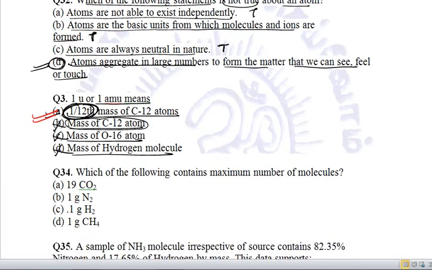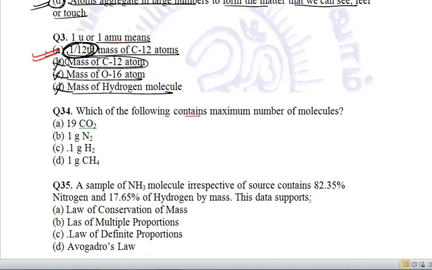Next, which of the following contains the maximum number of molecules? Again, this type of question we have done above. Same thing, we know the formula for calculating the number of molecules, that is the mass given in the question divided by the gram molecular mass multiplied by the Avogadro number. So you simply have to check this. The options are 1 gram of carbon dioxide, 1 gram of nitrogen, 1 gram of hydrogen and 1 gram of methane. Just try to relate which one is the perfect answer and you will get the answer to be 1 gram of hydrogen.